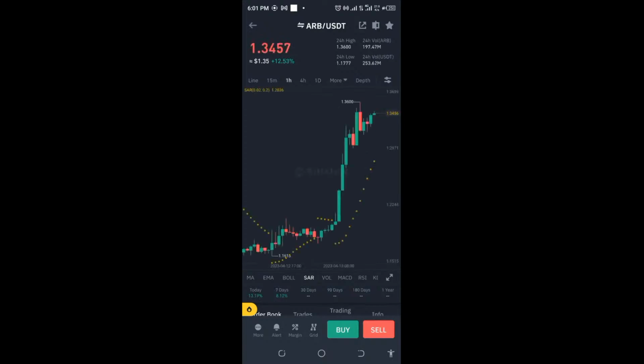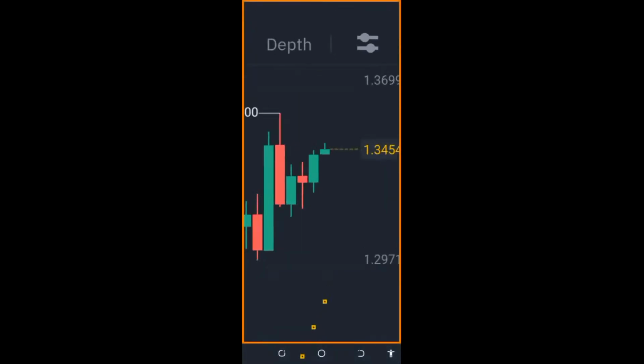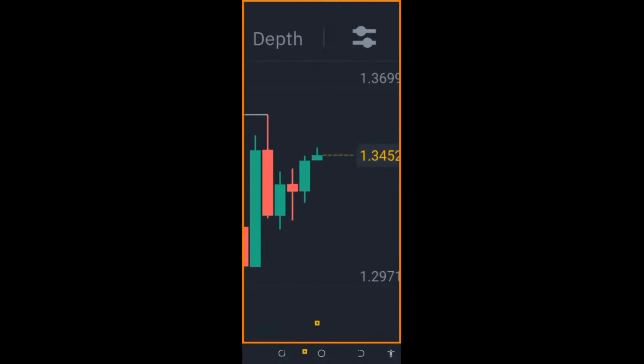Let's look at the 1-hour chart. Okay. So I'm seeing that it's been pumping. It was actually going up and down for a while. It was in this green candle. Previous was actually a red candle, and now it's already going up. Well, let's see how it is.